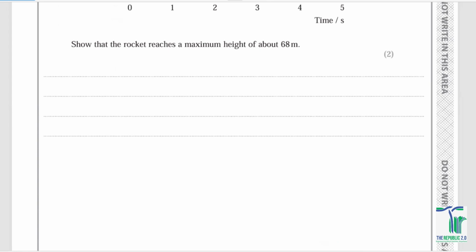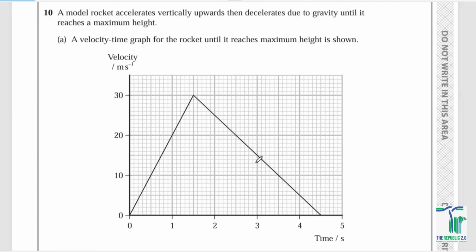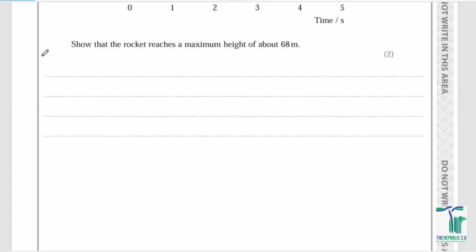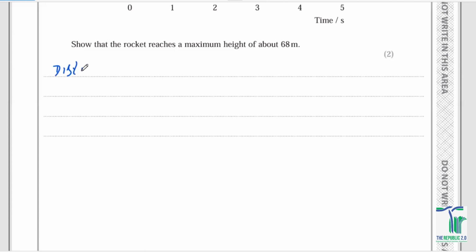So if you want to calculate the maximum height, that is the total distance covered by the rocket in the upward direction. And you can get the distance from the v-t graph by just calculating the area under the graph. You can see that this is some sort of a triangle. If you want to calculate the maximum height gained by the rocket, you just need to use the formula half times base times height.